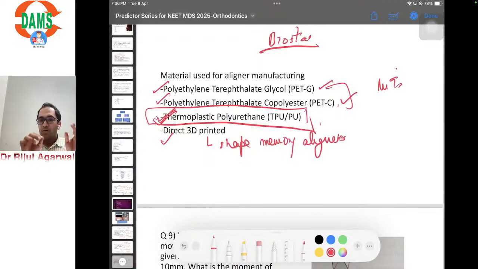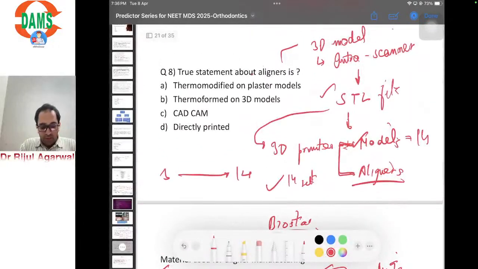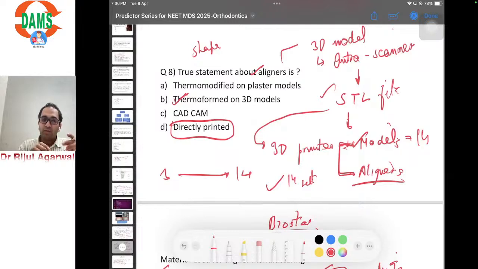Okay, just remember these points for your exam. If a statement about aligners doesn't mention any word about shape memory or something similar, they are thermoformed on 3D models, which is the correct answer. Directly printed ones are just shape memory aligners. If they ask you specifically about shape memory, or something is mentioned in the question, then only take 3D directly printed; otherwise, thermoformed on 3D models.